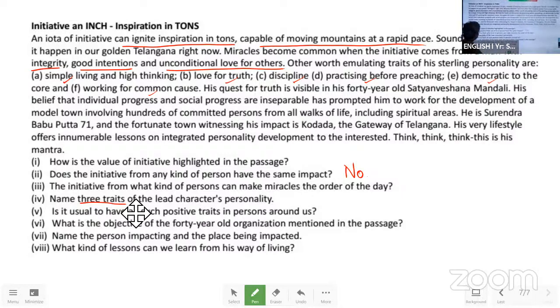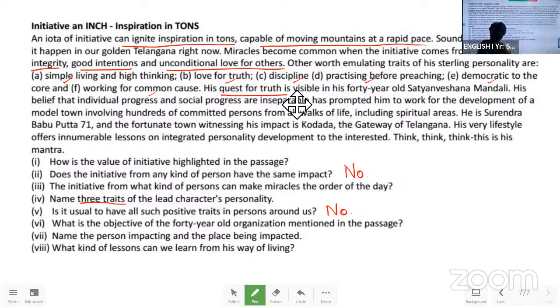Is it usual to have all such positive traits in persons around us? Like I said earlier, it is difficult. You may have some traits, but you may not have all the 6 kind of traits. What is the objective of the 40-year-old organization mentioned in the quest for truth? Basically, finding truth, being honest.